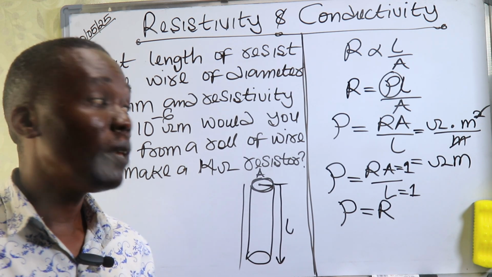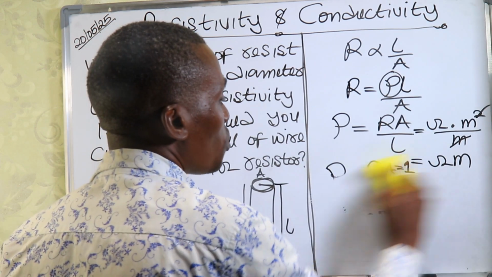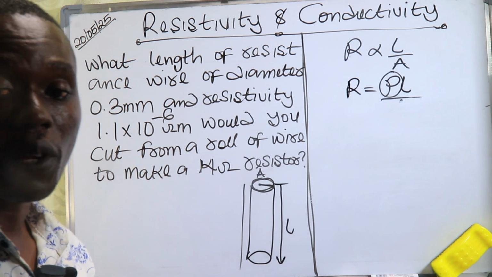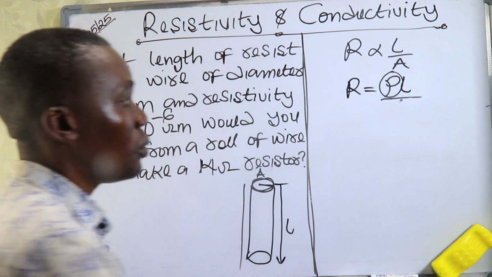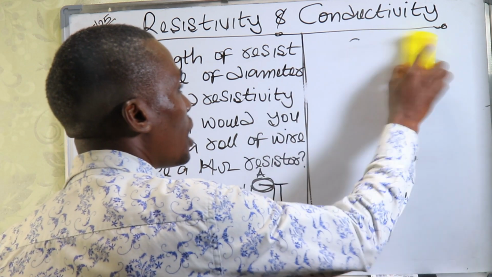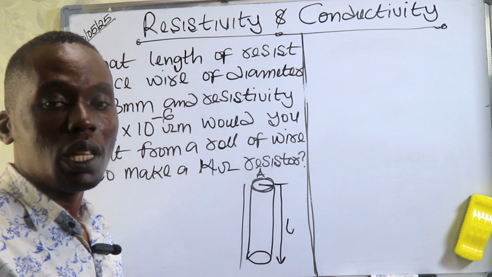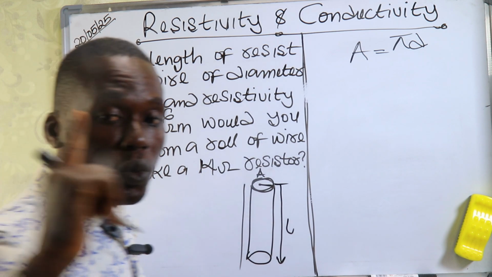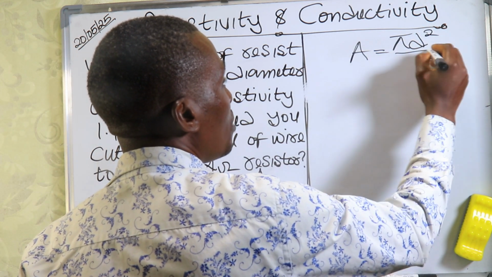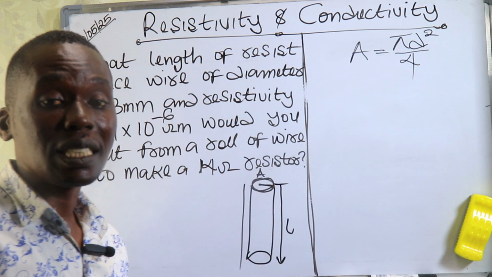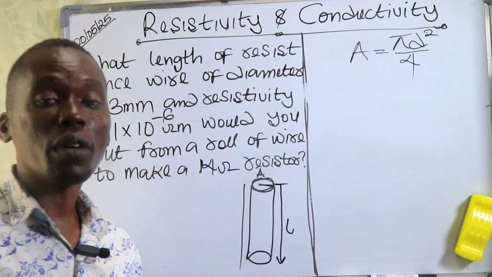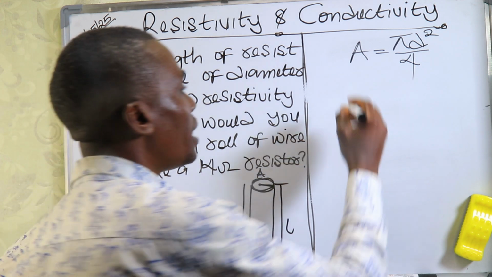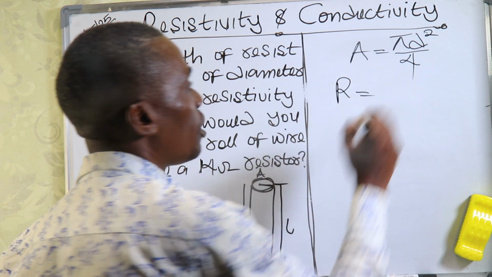Now take note of one thing, and this is very important. The cross-sectional area of any conductor is equal to pi times the diameter squared, divided by 4. And that is the cross-sectional area of any conductor. Now this means we can find the resistance of any conductor.